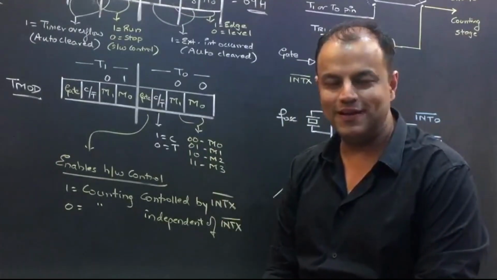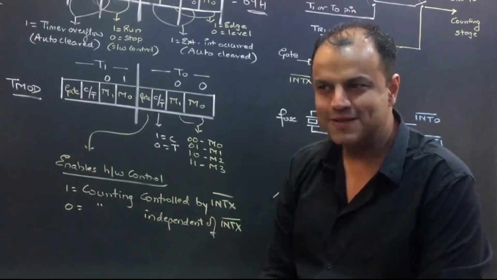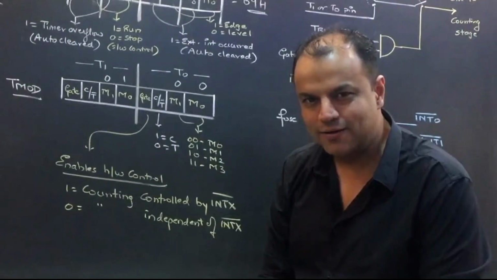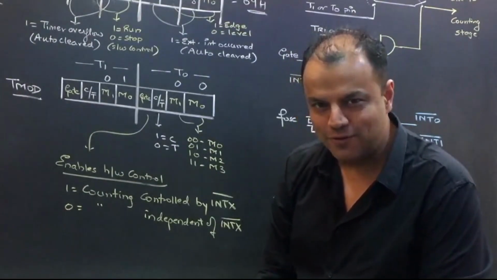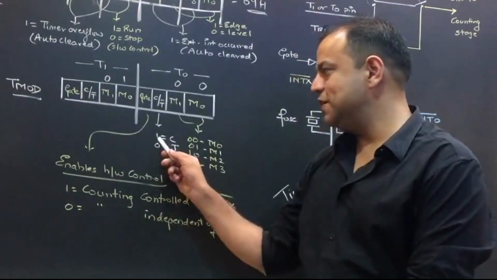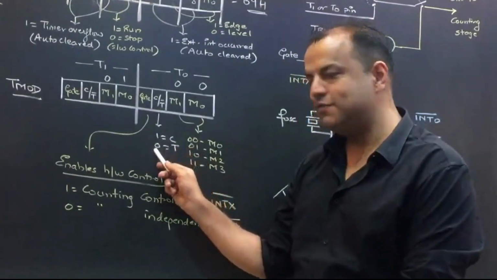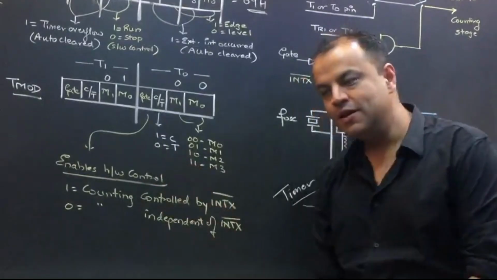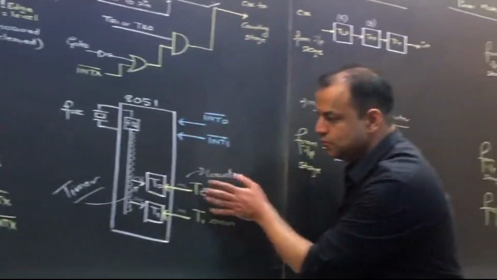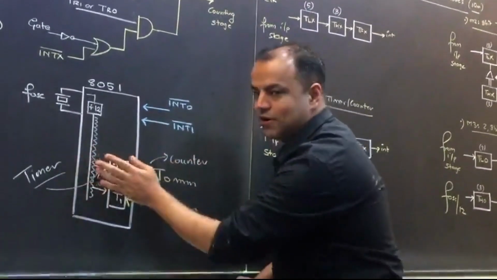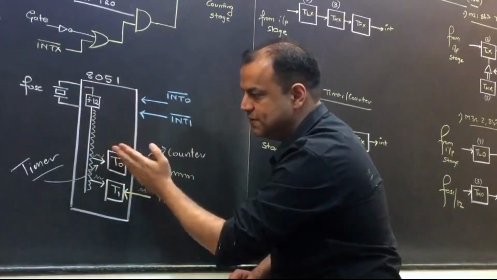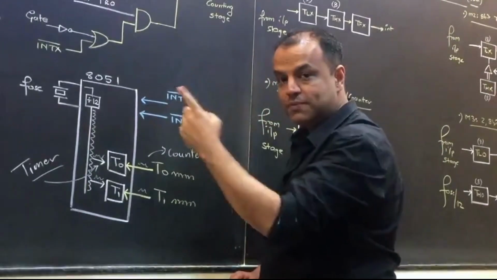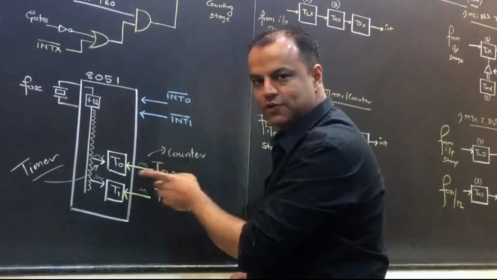Next, C/T bar. I'm sure you would have realized what it does. Come on, this is very obvious here. C/T bar. That means this bit can either be C or T. C for counter, T for timer. So if you keep this bit 1, it is a counter. If you keep this bit 0, it is a timer. So you are deciding whether you want to use it as a counter or as a timer. If you kept the bit 0, it is a timer. That means it will use internal clock. If you kept that bit 1, it's a counter. It will use external clock.